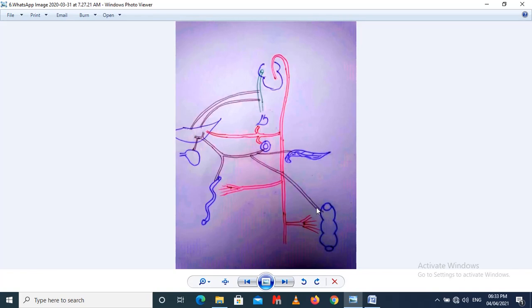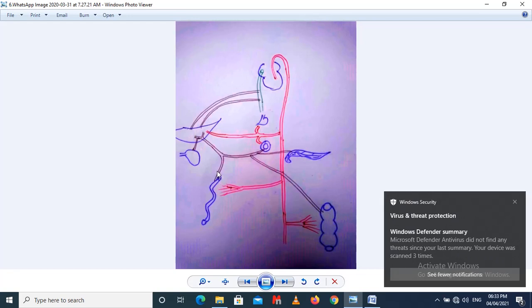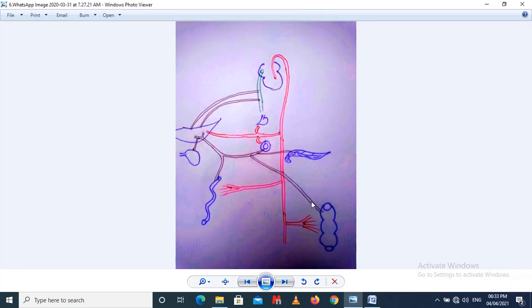From here the inferior mesenteric vein arises, and from here the superior mesenteric vein arises. So the superior and inferior mesenteric veins combine, especially over here it combines with the splenic vein. This is the splenic vein, and over here it makes the hepatic portal vein. This is the very important vein.